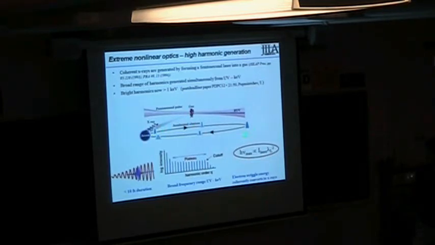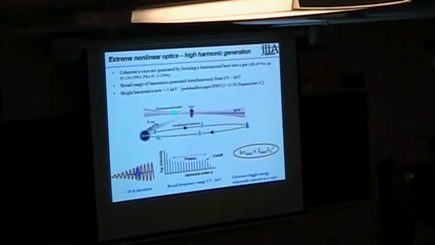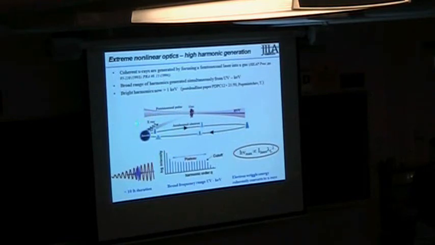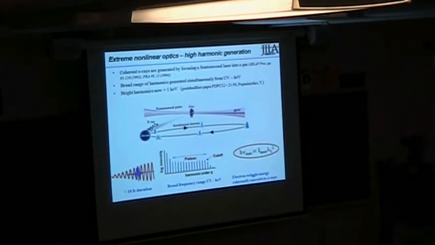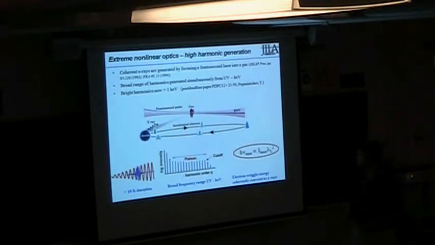And because it's been accelerating in this light field, it actually gains energy on its way back to the atom, and that energy is released as a photon that's some harmonic order of the fundamental laser light. And the maximum photon energy you can generate is set by the intensity of your laser and also the wavelength of the driving laser light.